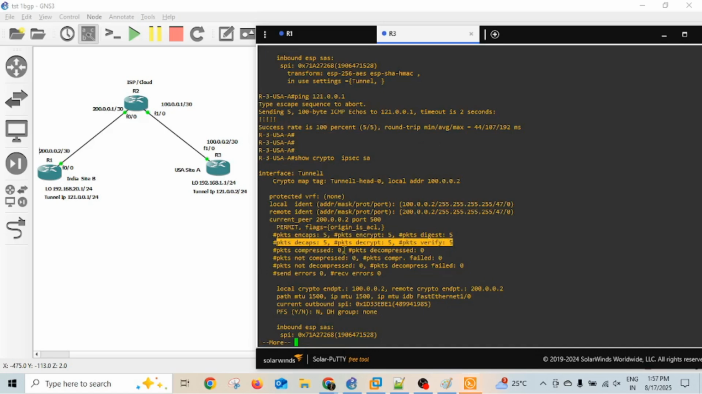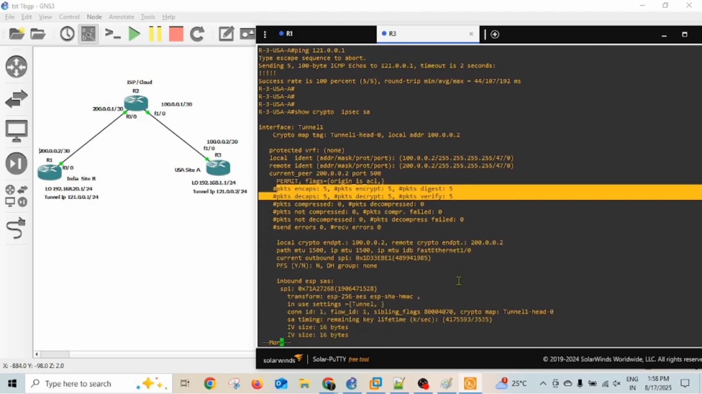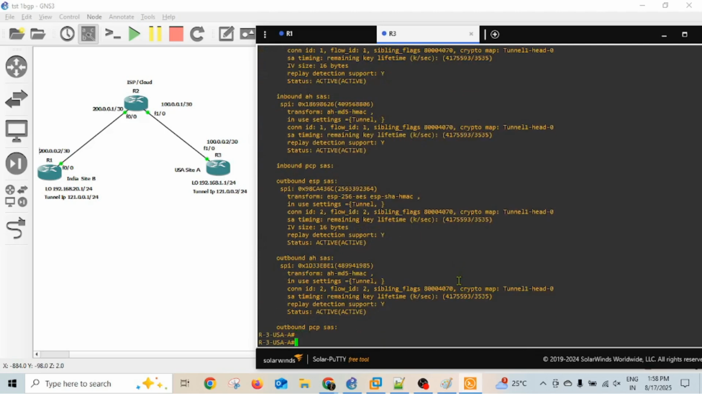So if there is some issue in our tunnel or some issue in authentication, the packet count will still be 0. It is not sent. Okay, and now we just need to communicate our network.